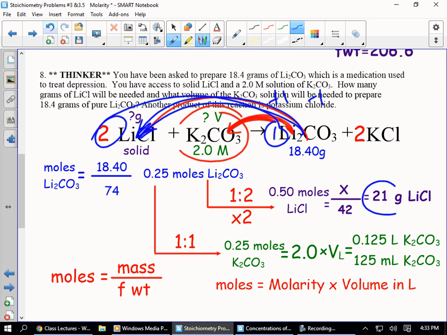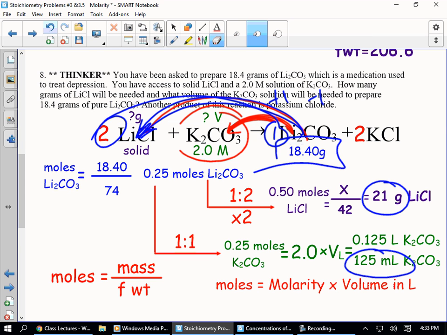So if I mix this with this, I would get my target amount of lithium carbonate. Okay. Hopefully that worked. If you have any questions, bring them on into class.